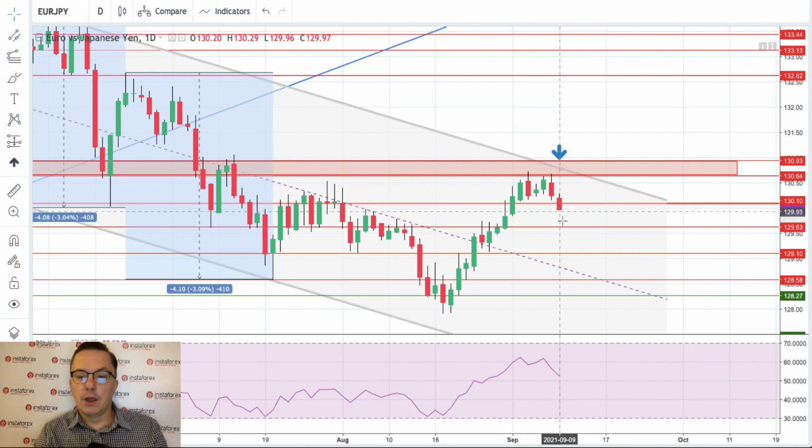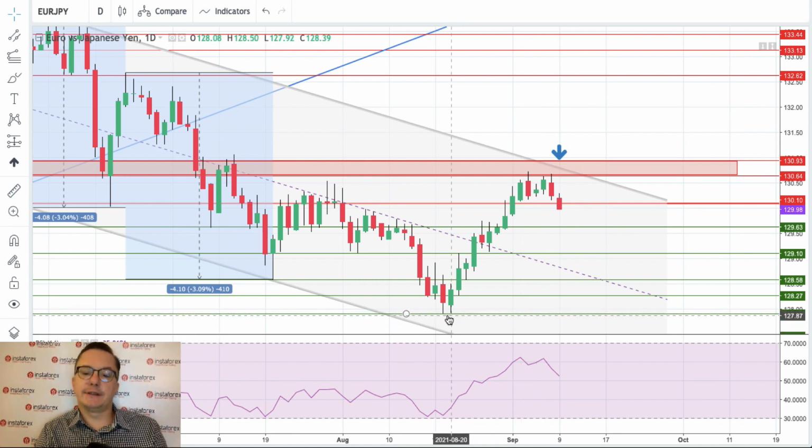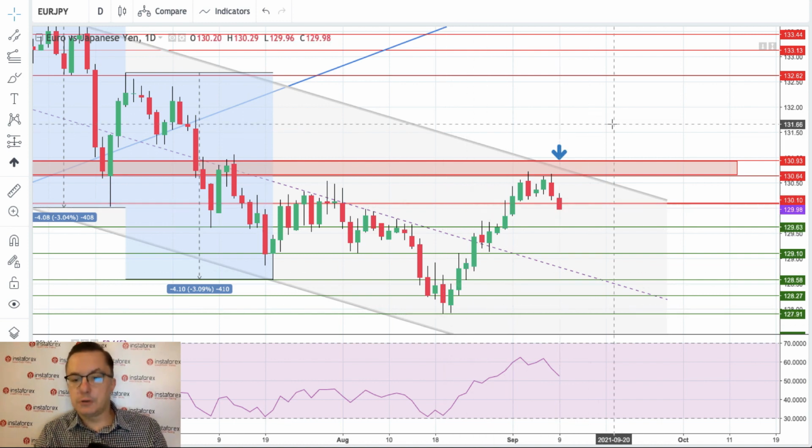This is today's low. We are heading towards 129.63. This is the technical support, or 129.12. This is the next technical support, and the other one is 128.57. So one of these levels will be hit sooner or later. Of course, we have to put another technical support on the chart, 127.91. This is the low from the 19th of August 2021. So not too bad.